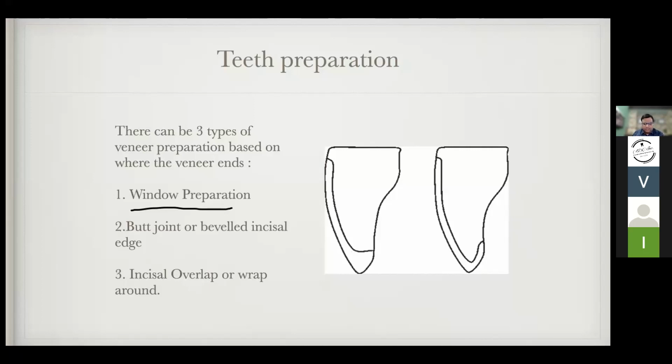In the second, the butt joint, this is the most common type and the most accepted type. Why? Too little time to explain. I shall explain that in the future sometime. But butt joint is the most common and the most accepted design. One, because of its horizontal placement, path of insertion is straightforward. And second, you do not have a palatal edge because there the ceramic is thin and it can chip. So the beveled incisal edge or the butt joint. And the third, which goes on to the palatal surface, is called an incisal overlap or wraparound type.